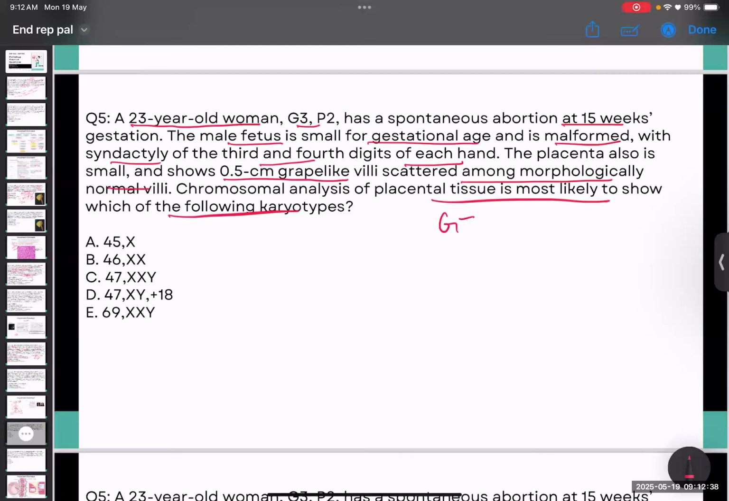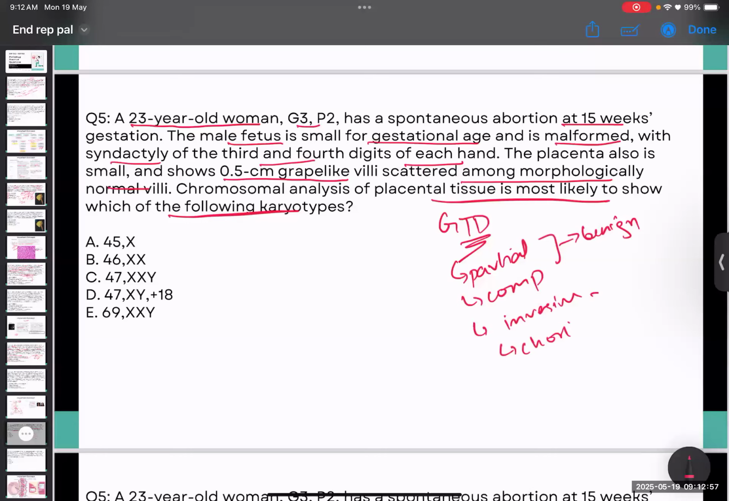So this is a classic case of gestational trophoblastic disease. And when we're talking about gestational trophoblastic disease, we're talking about partial mole, we're talking about complete mole, and we're talking about invasive mole, and we're talking about choriocarcinoma. This is benign, and these are malignant.